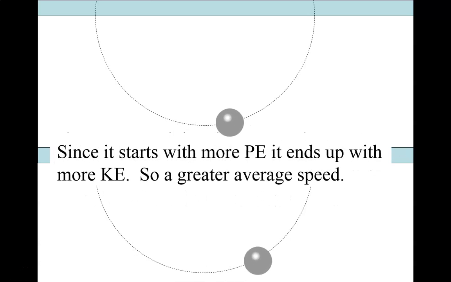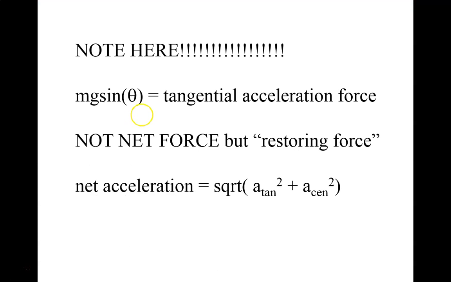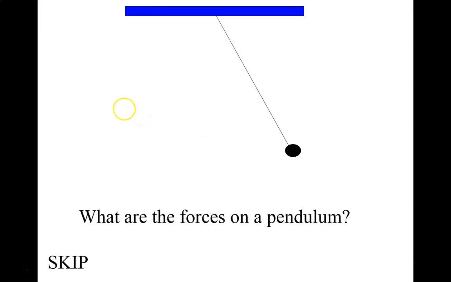But at larger angles, it does have an effect. And at larger angles, it does take longer. So it's not true simple harmonic motion. It just approximates it at small angles. So we'll see why. Why is it similar to true simple harmonic motion, but not exactly?